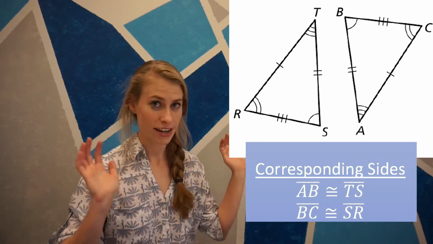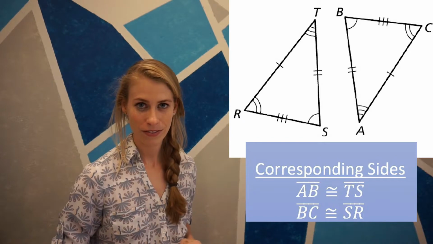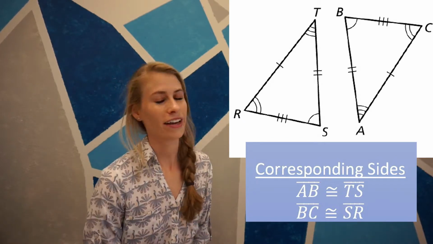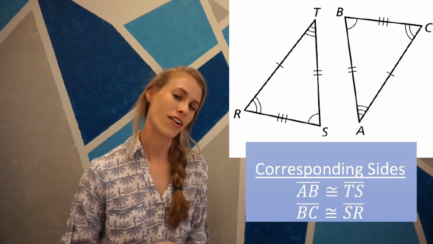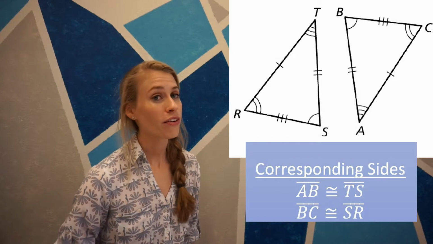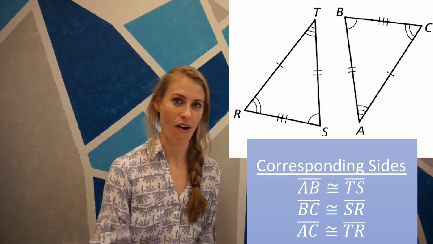Last side. If we look at AC, it only has 1 dash on its side. If we look at the other triangle, TR also only has 1 little dash. So therefore, AC is going to be congruent to side TR.